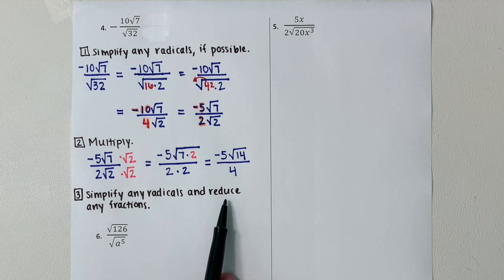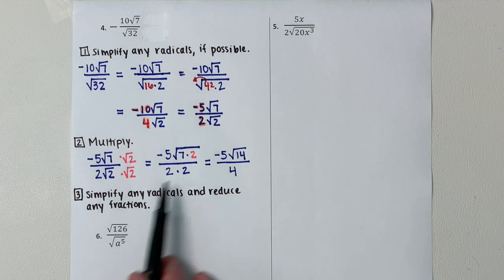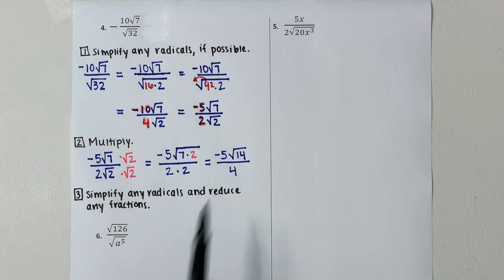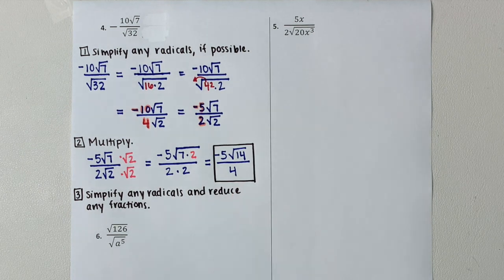And you also want to check to see if you can reduce any fractions. The fraction negative 5 fourths cannot be reduced any further. So this is our final answer. Let's take a look at this example here.